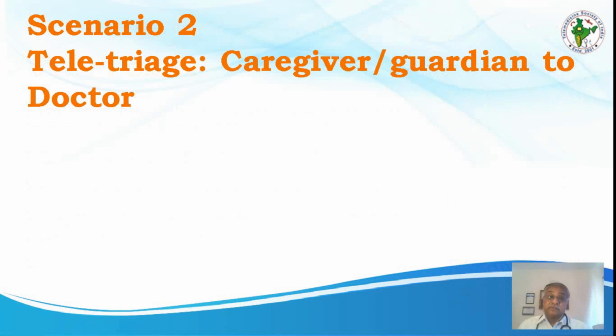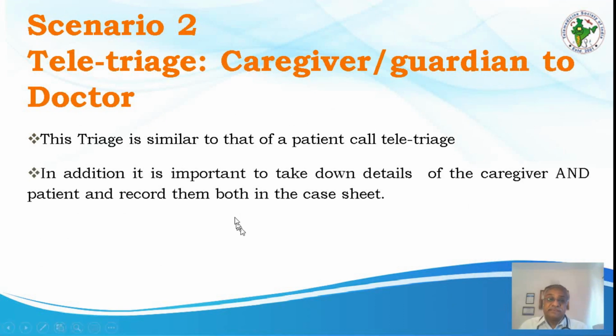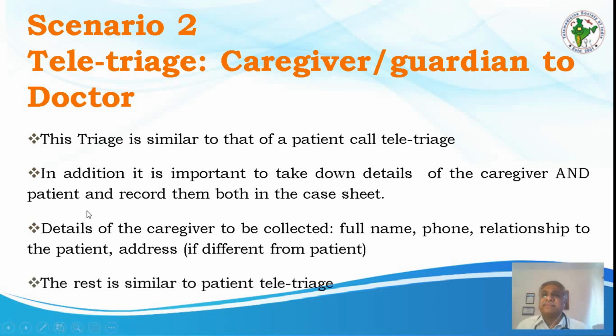Now let's look at scenario 2, where a caregiver or a guardian calls a doctor. Now this triage is similar to the patient-called Tele-triage. The only difference here is that it's important to take down the details of the caregiver along with that of the patient and record both, because you have to get in touch with the caregiver, and you have to also ensure that the caregiver gets you the appropriate permissions, that is the consent from the patient, or gives the consent on the patient's behalf. The rest is similar to patient Tele-triage.